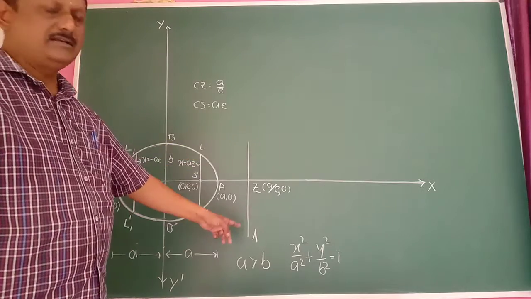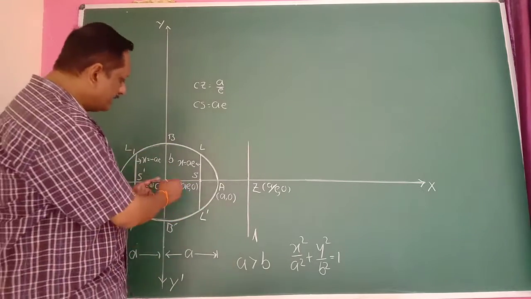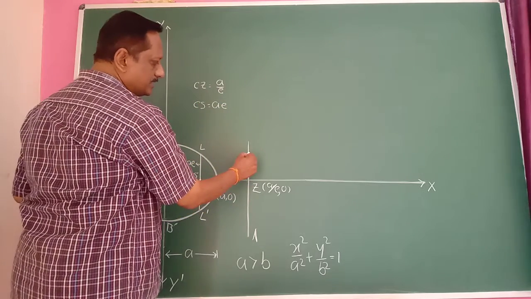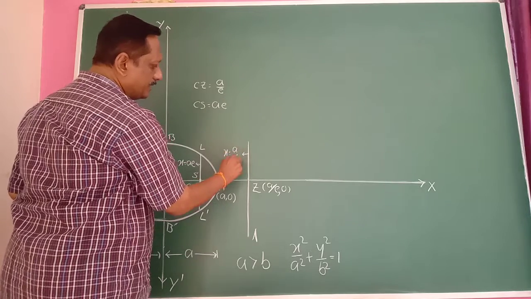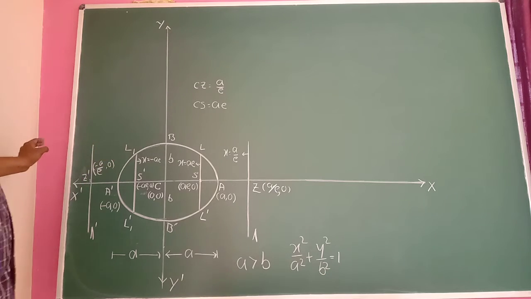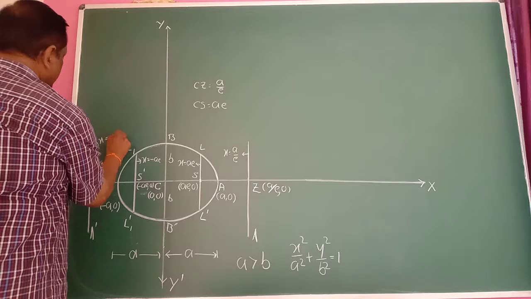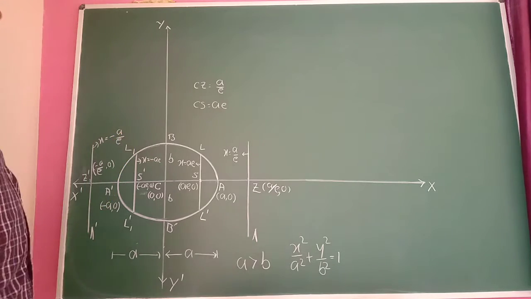And this is a directrix here. This directrix is parallel to the y-axis at a distance a upon e. Therefore, the equation of this directrix is x equal to a divided by e. This is also a directrix, on the left side, so its equation is x equal to minus a upon e.